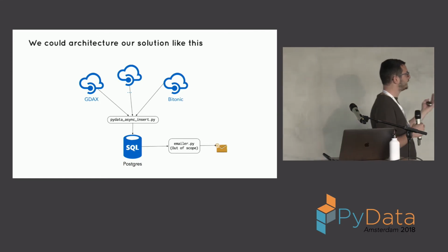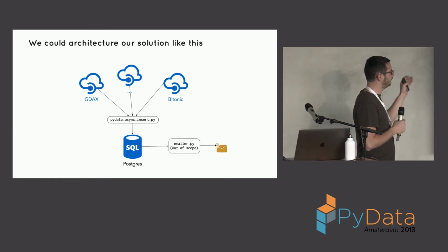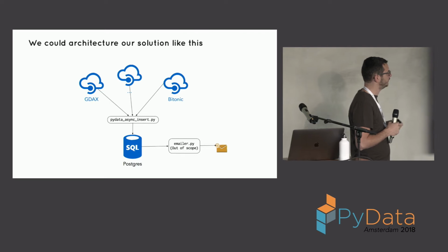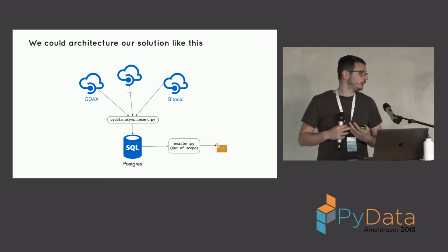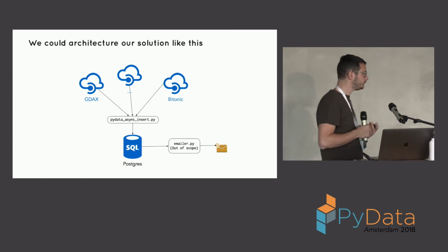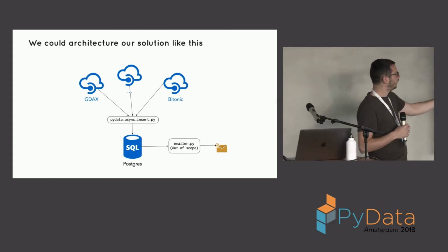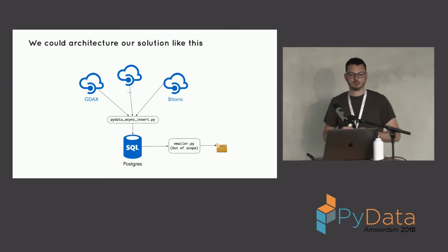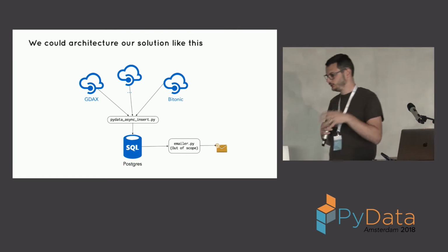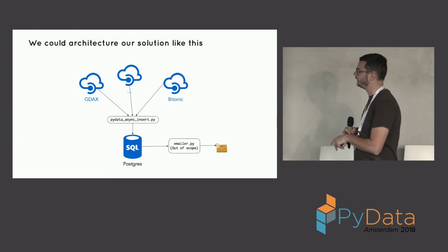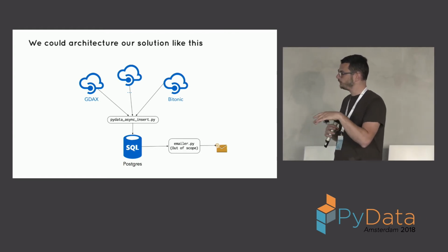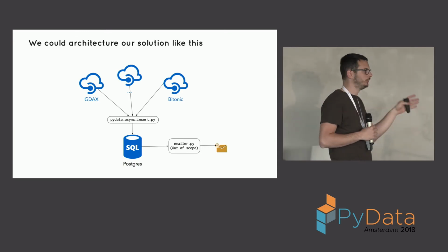So, having said that, we could have an architecture that looks like this. We pull from our exchanges. Here I show GDEX and Bitonic, because they are two that offer WebSocket clients. We could have our code here, the PyData Async insert, that takes the data and puts it into a database, and then we could have an emailer, which I won't talk too much about here, that looks at Postgres, and every time an arbitrage opens up, it sends an email.